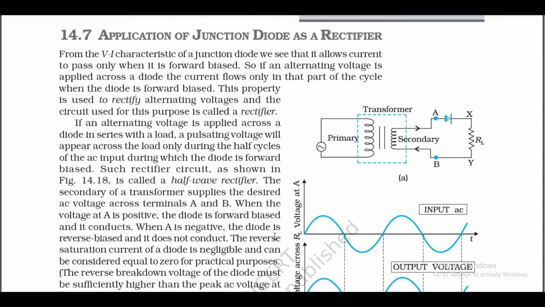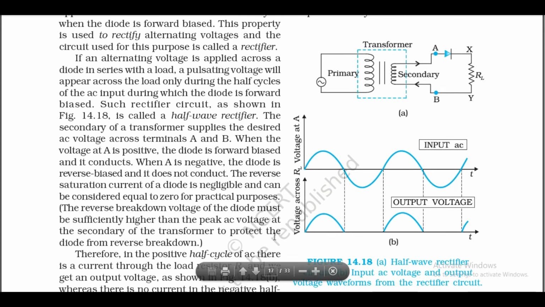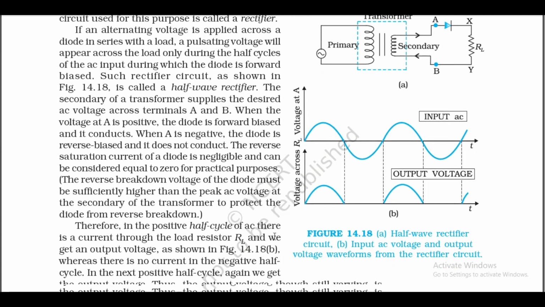The reverse saturation current of a diode is negligible and can be considered equal to 0 for practical purposes. The reverse breakdown voltage of the diode must be sufficiently higher than the peak AC voltage at the secondary of the transformer to protect the diode from reverse breakdown.